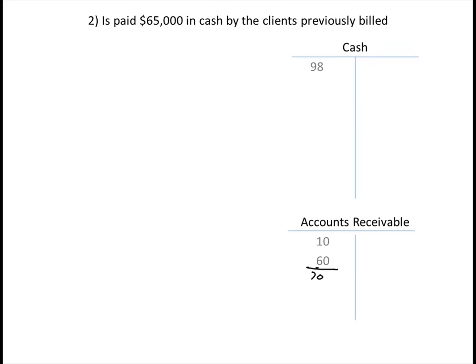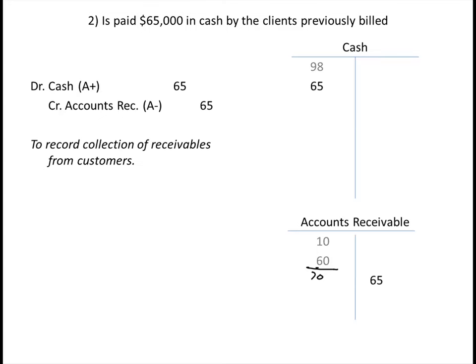We received cash. Cash is an asset. Asset goes up with a debit, so we debit our cash. We credit our accounts receivable to record the collection of receivables from customers, and journal entry 2 is now done.